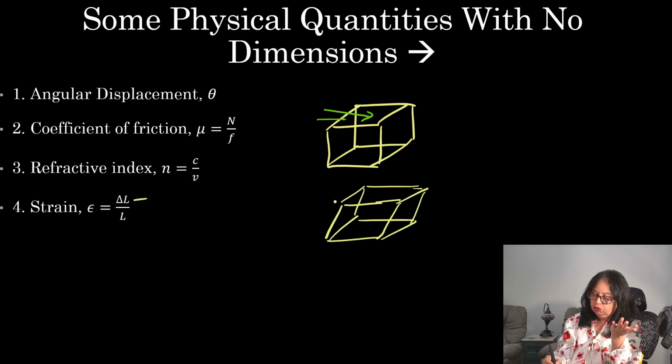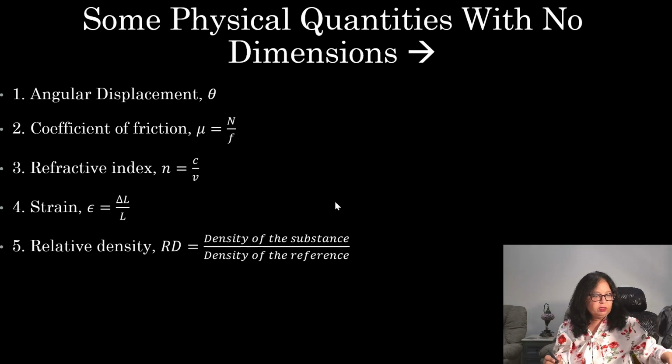So delta L is how much the length has changed, and L at the bottom is the original length. So it's units of length at the top, divided by units of length. So this epsilon here is a dimensionless quantity. Okay. So let's move on to the next one.